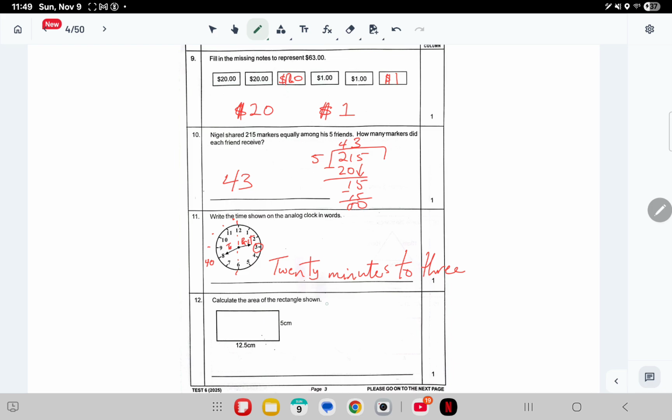So calculate the area of the rectangle. Area of a rectangle is equal to length multiplied by the width, which is 12.5 centimeters multiplied by the width, which is 5 centimeters. And that will give us 62.5 centimeters squared.